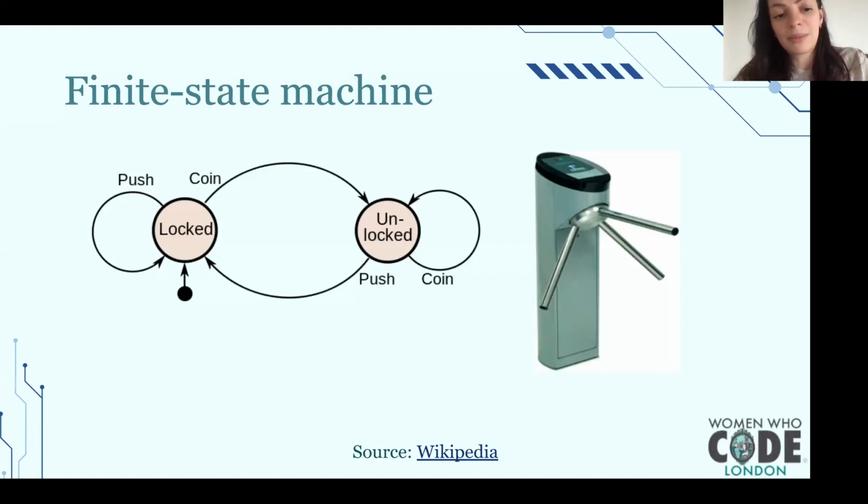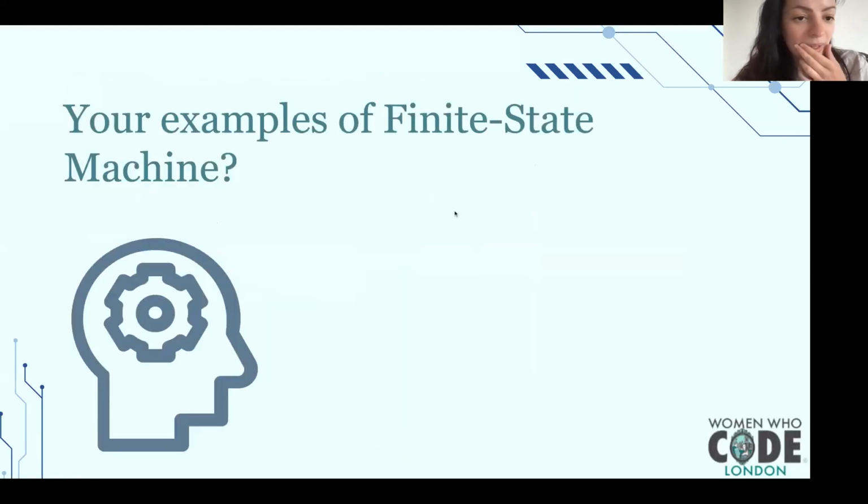And in previous ages, we put coins there. That's why in the example on Wikipedia, you can find and check, they have coins. So you put a coin, and it becomes unlocked. And when you push through, it goes to the state locked again. So only two states. And why finite? Because we have a finite number of states. So would you be able to share examples that you think fit a finite state machine perfectly?